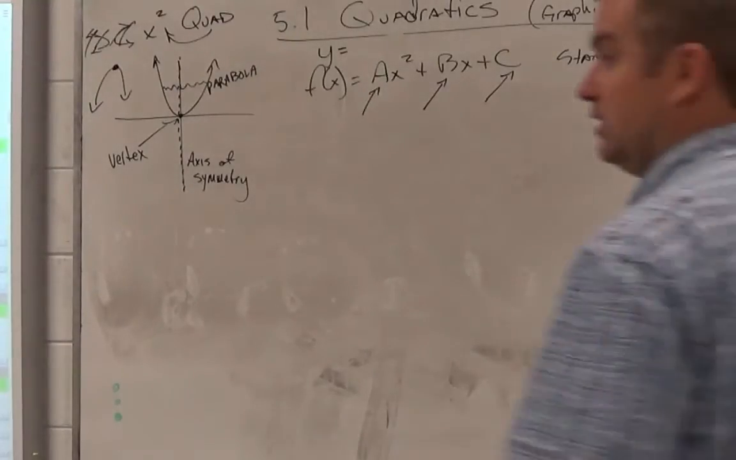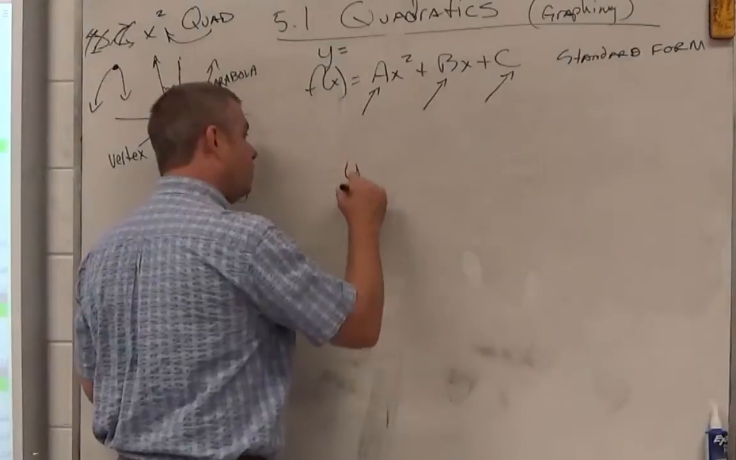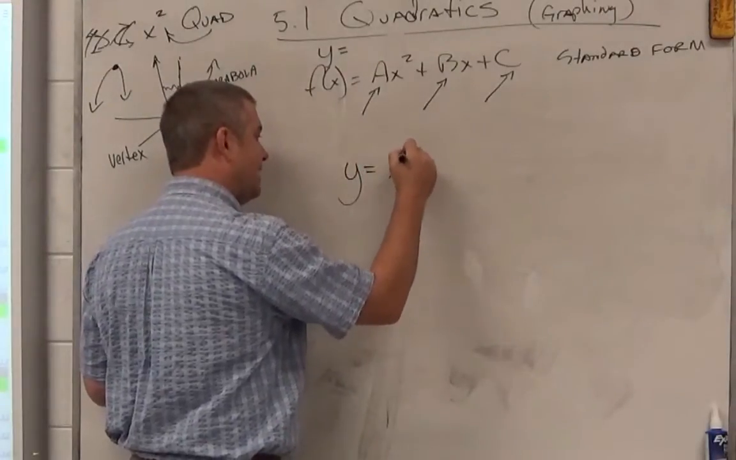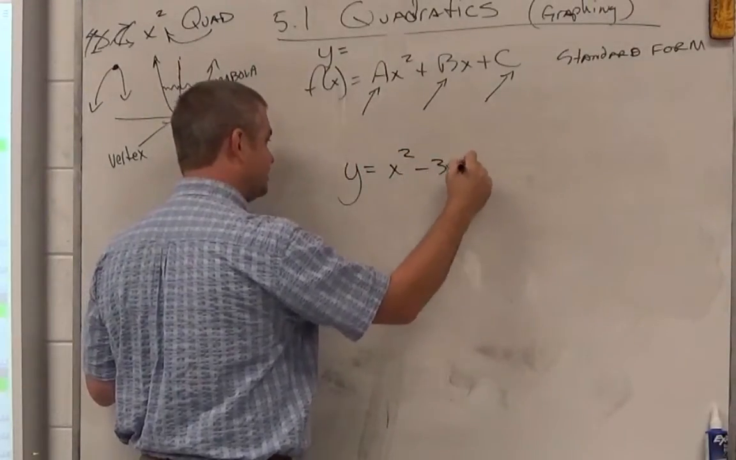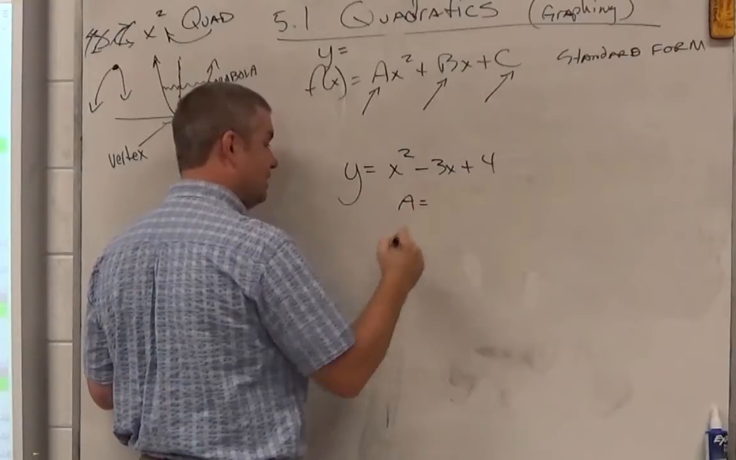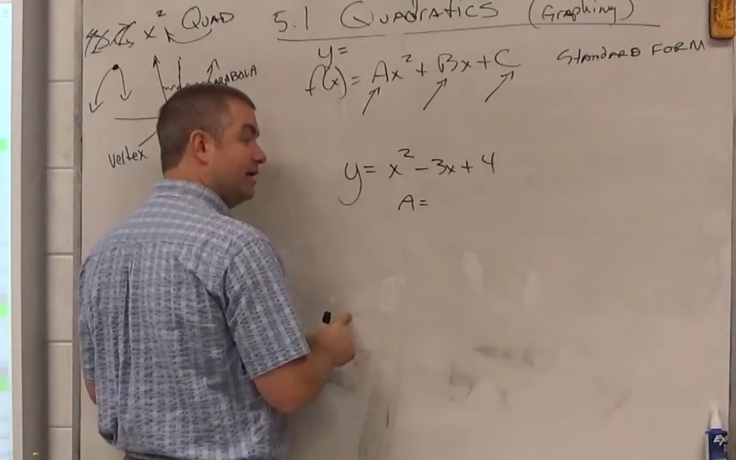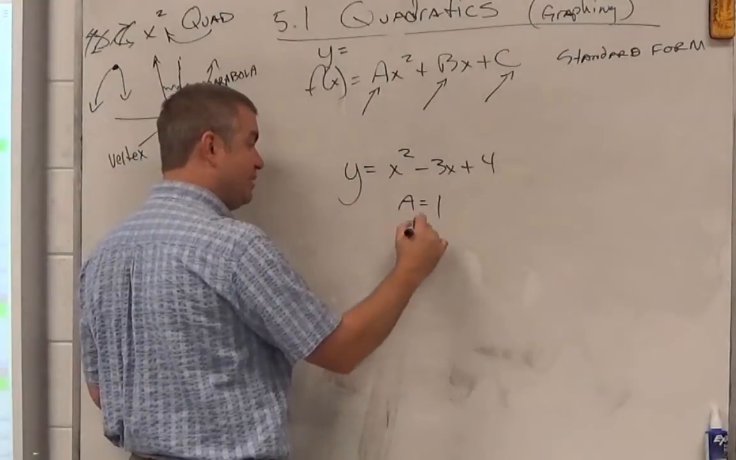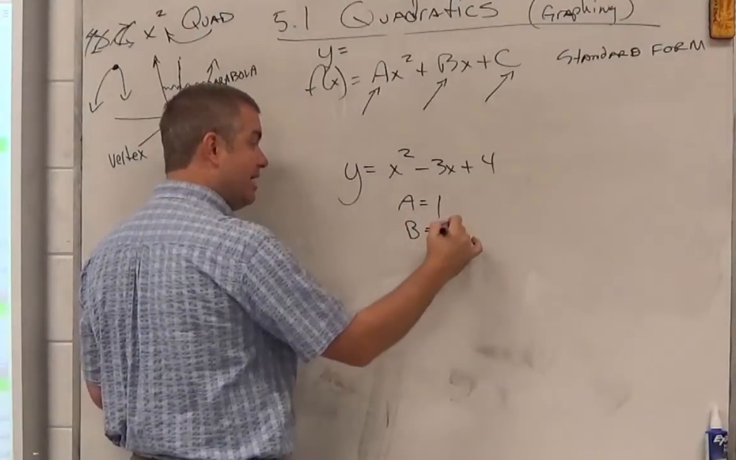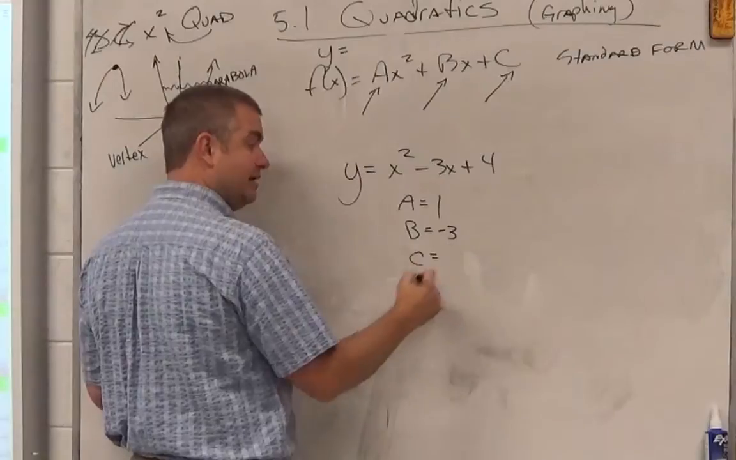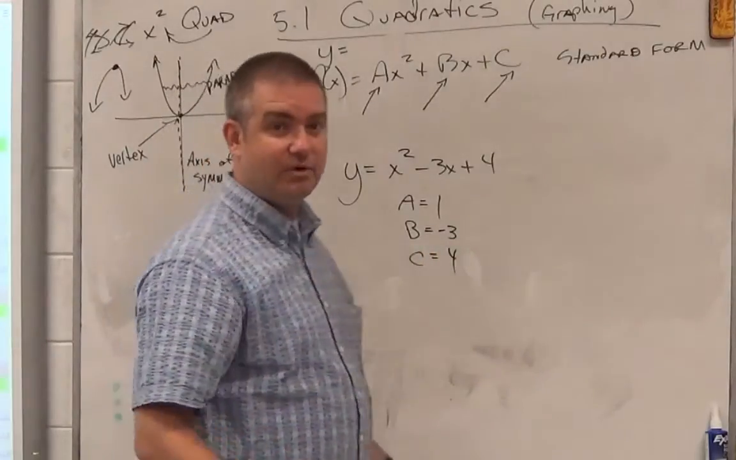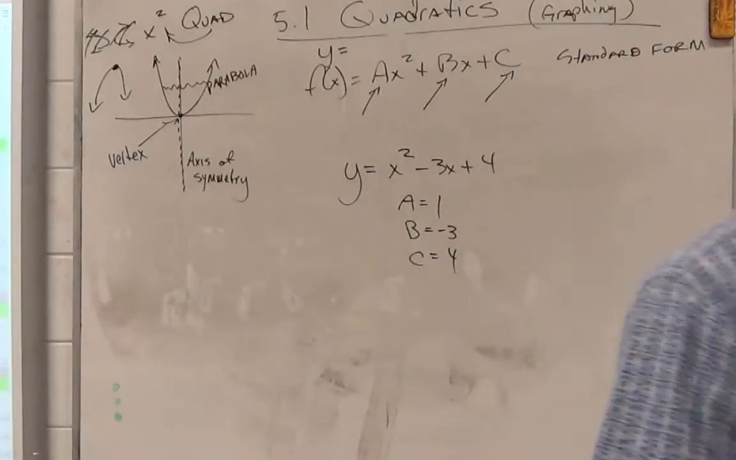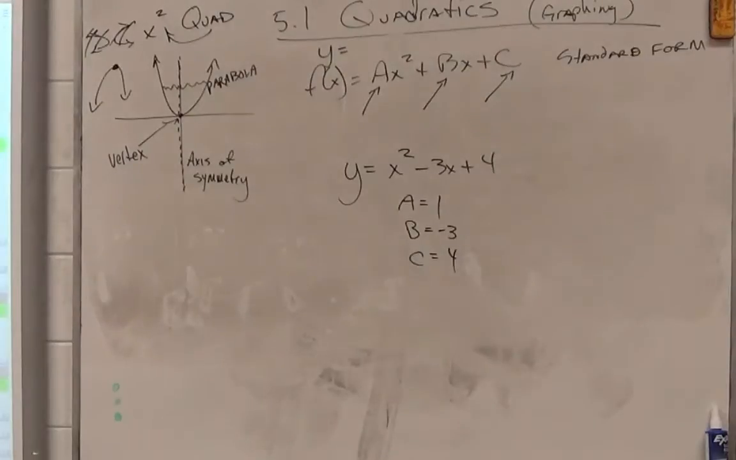Okay, so let's do an example. y equals x squared minus 3x plus 4. What is a? 1. It's the coefficient in front of x squared. What's b? -3. What's c? +4. That's it, rocket science. You're looking at the coefficients and figuring out what a, b, and c are.